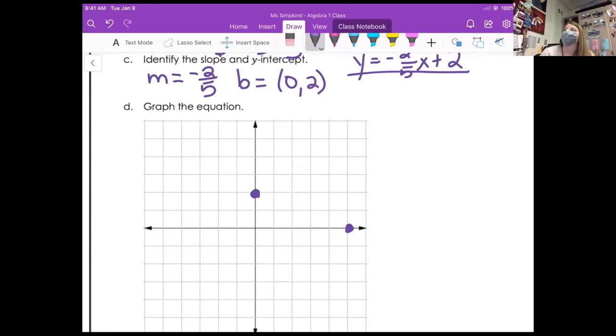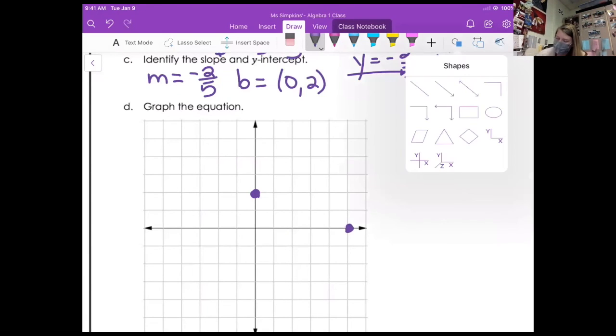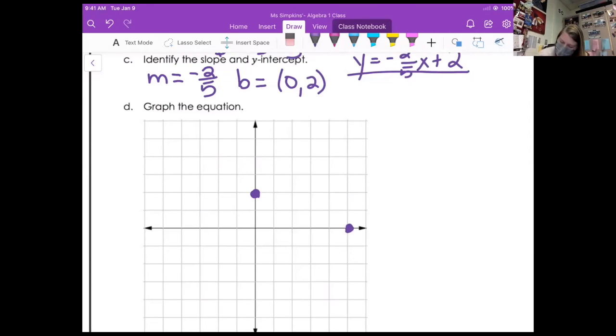I had a question on Friday. How do I know to go left or right? You always go right. The negative is telling you to go down, then you always run to the right. So if it's positive, up; negative, down; always right, okay? Go ahead and take your ruler or straight edge, whatever you got, and connect this with your 2 arrows.